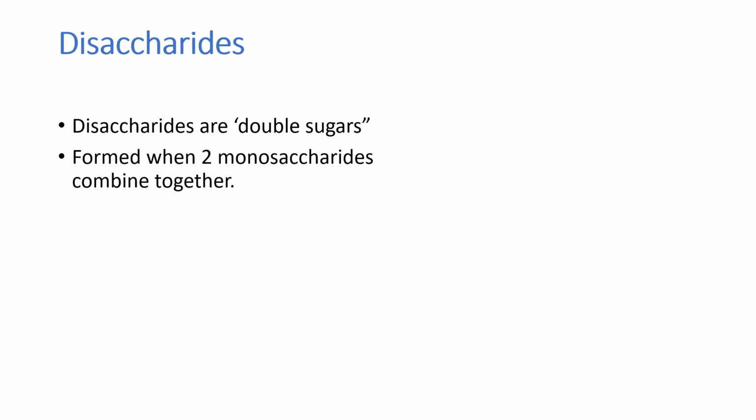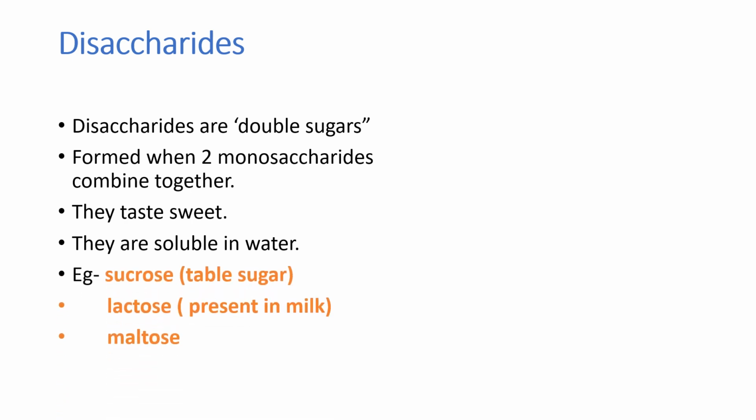Disaccharides. Disaccharides are called double sugars because they are formed by the combination of two monosaccharide molecules. They also taste sweet and they are also soluble in water. Examples are sucrose, which is table sugar, lactose, which is the sugar found in milk, and maltose.